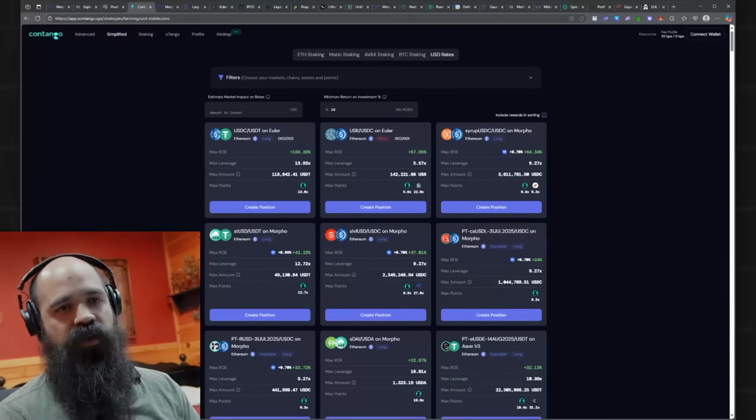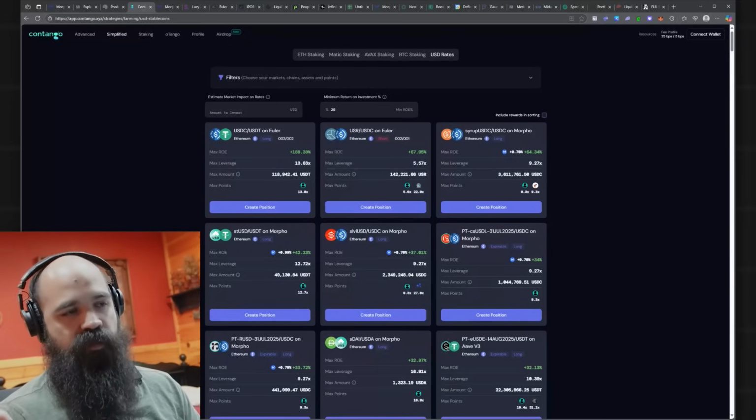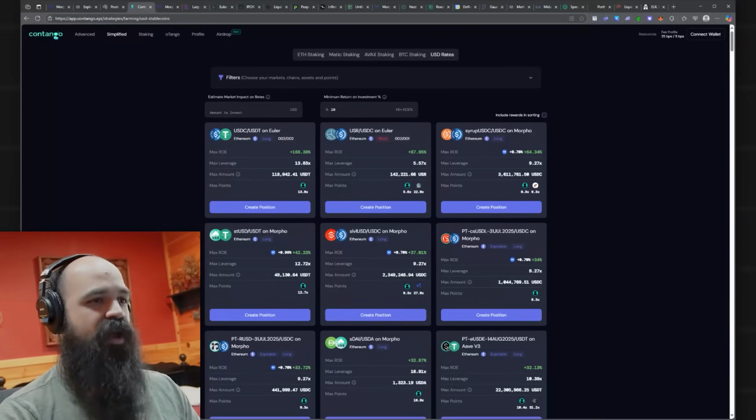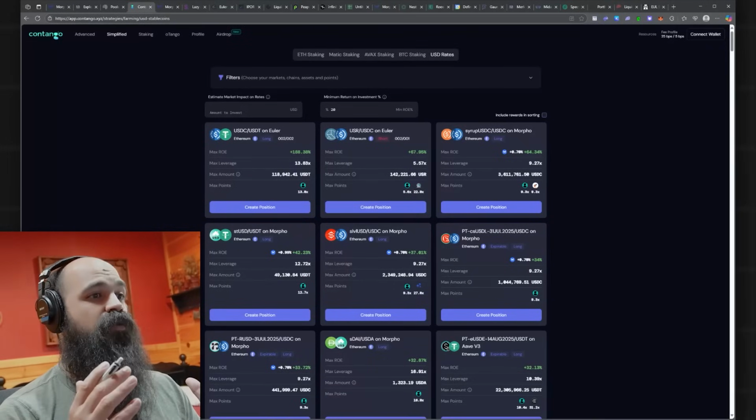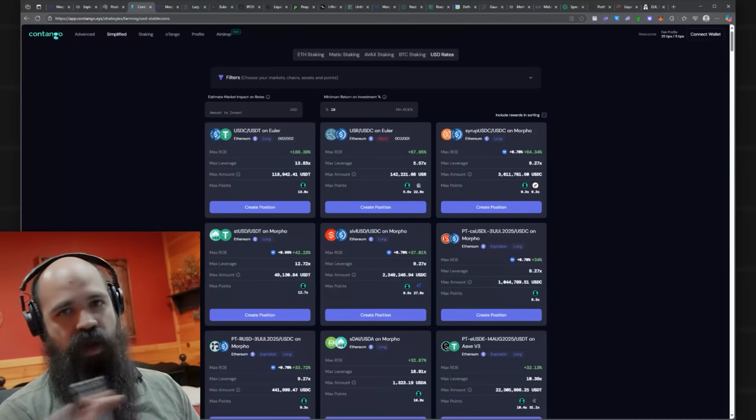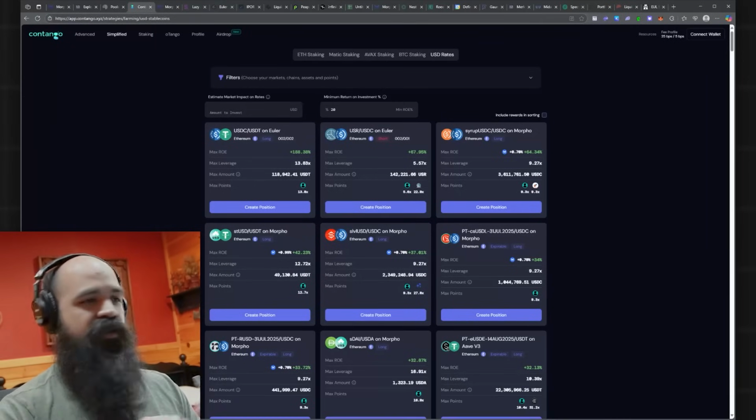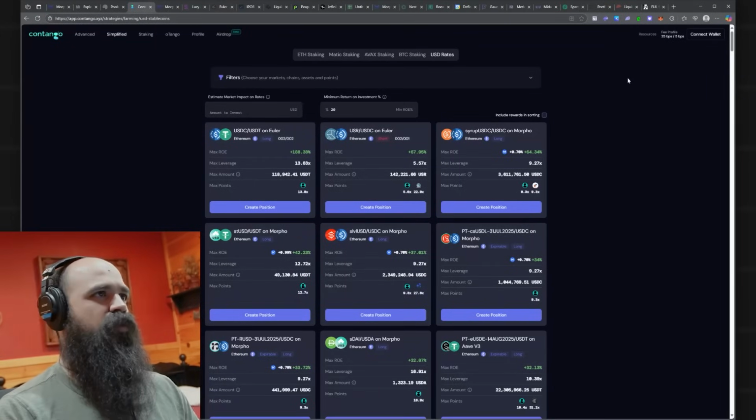So if you're leveraging up an August PT or a September PT or an October PT, that's when you want to use Contango. If you're looking for like a 1 month yield, you do not want to be using Contango, in my opinion, unless you get a huge fee rebate because you're holding a lot of Tango or whatever it is.